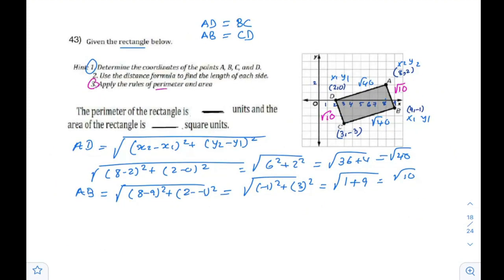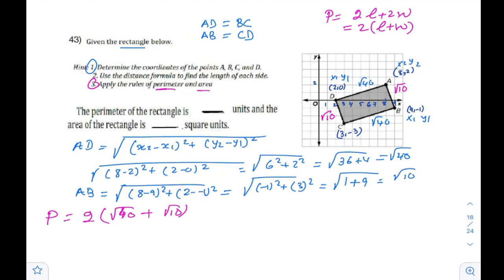Now you need to find the perimeter and the area. Everyone should know that the perimeter is the sum of all sides. Since we are dealing with a rectangle, the perimeter is twice length plus twice width. So 2 times, or you can add length and width and multiply by 2. Length is the square root of 40 plus the square root of 10. So add the two and then multiply by 2.